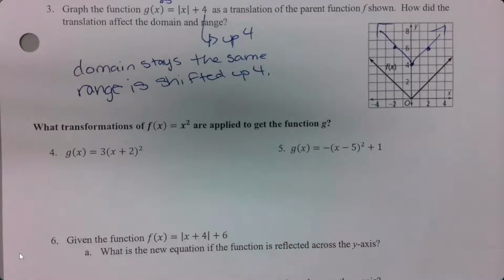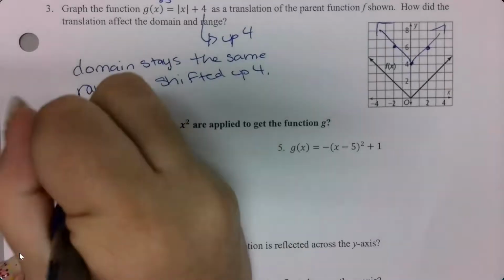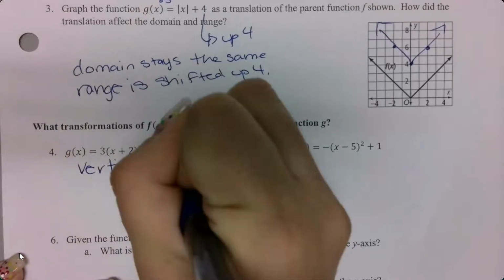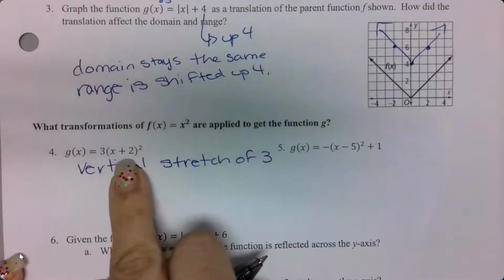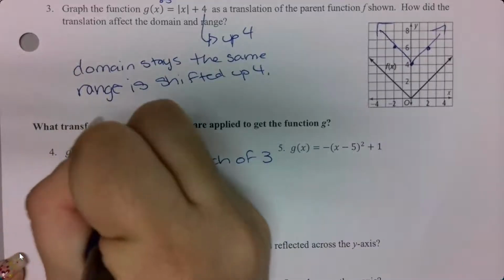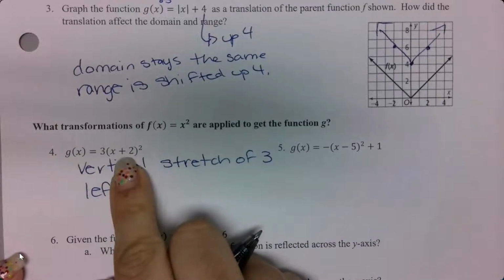Okay. Numbers 5 and 8 are asking me what transformations are applied to get this function. So on this first one, I have a number on the outside. This is going to be a vertical, either stretch or compression. It is a stretch because it's a whole number. And then this number 2 on the inside moves it left or right, opposite the sign. It is going left 2, because positive is normally right.